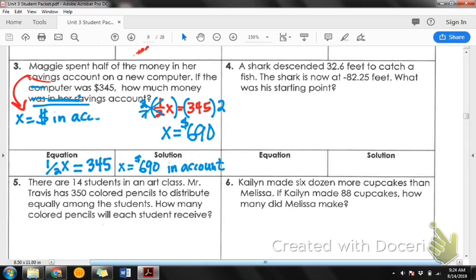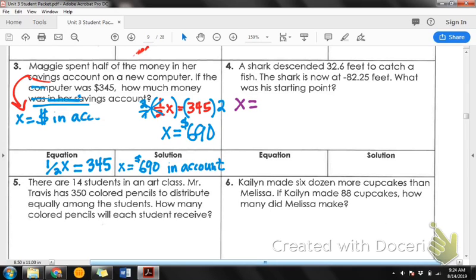All right, who'd like to read number 4? April? A shark descended 32.6 feet to catch a fish. The shark is now at negative 82.25 feet. What was his starting point? Okay. What is our x going to be? Starting point. X is the starting point. All right? So we're going to write that. X is the starting point.